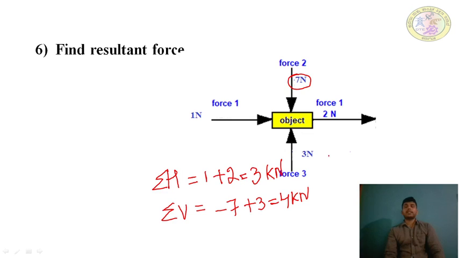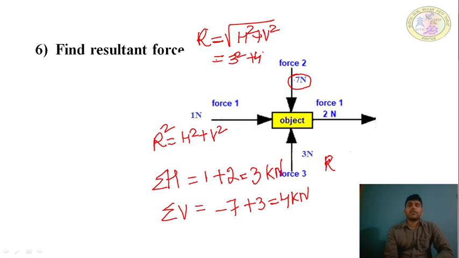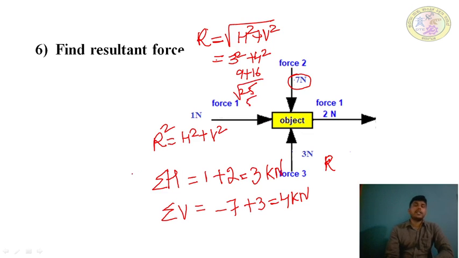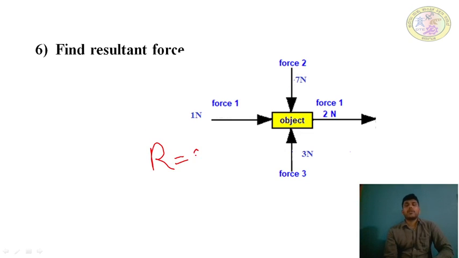The resultant can be calculated as I explained in the triangular law of forces. Resultant R equals the square root of H square plus V square, where H is 3 and V is 4. So 3 square plus 4 square is 9 plus 16, equals 25. Square root of 25 is 5. Resultant R equals 5 kilonewton.